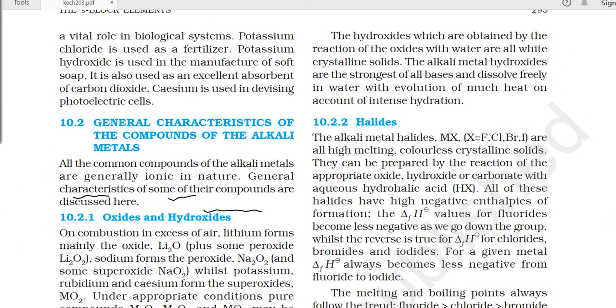Next, the hydroxides, which are obtained by the reaction of the oxides with water, are all white crystalline solids. The alkali metal hydroxides are the strongest of all bases and dissolve freely in water with evolution of much heat on account of intense hydration.